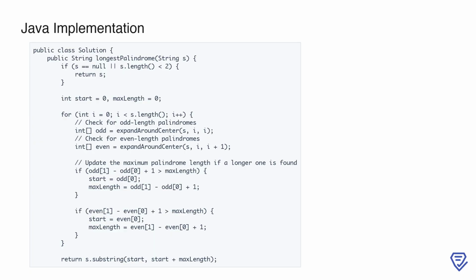palindrome. This ensures that by the end of the loop, start and max length represent the indices of the longest palindromic substring found so far. Finally, we return the substring using these indices.